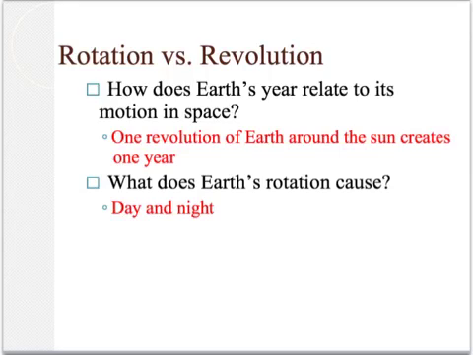Next up, and it should go right down from the constellations box, we have rotation versus revolution. How does Earth's year relate to its motion in space? And of course, one revolution of Earth around the sun creates that 1 year. What does Earth's rotation cause? Earth's rotation causes night and day.